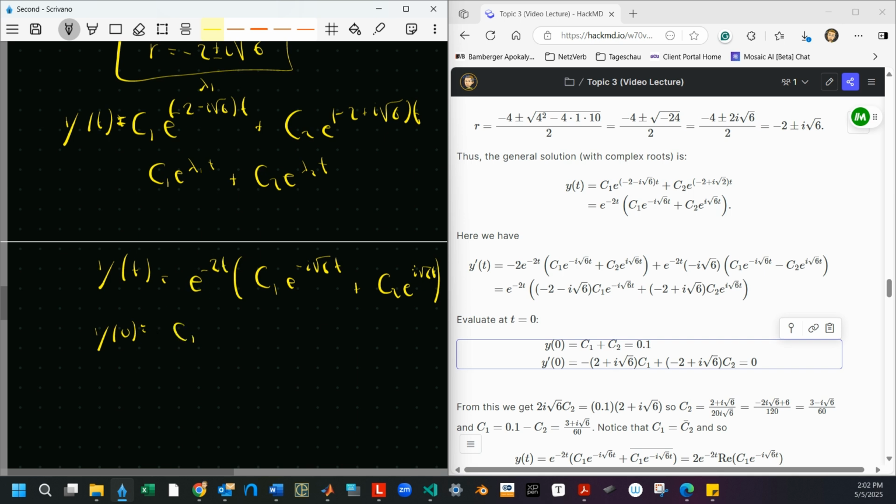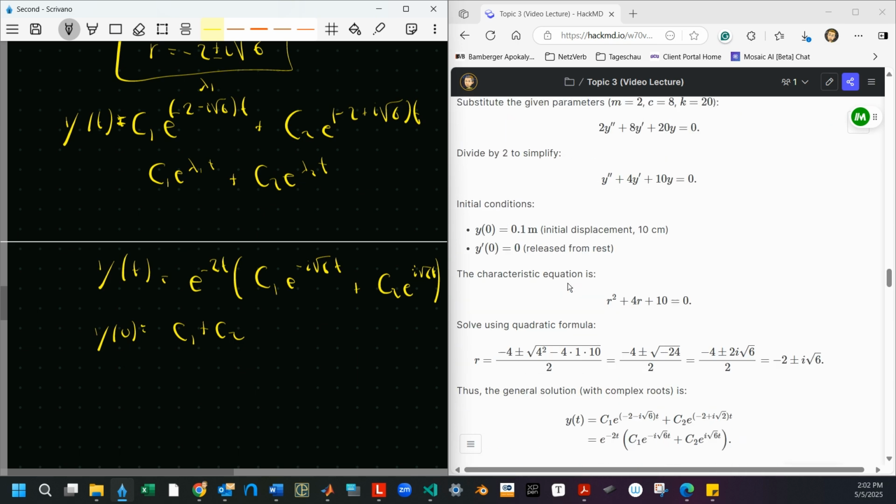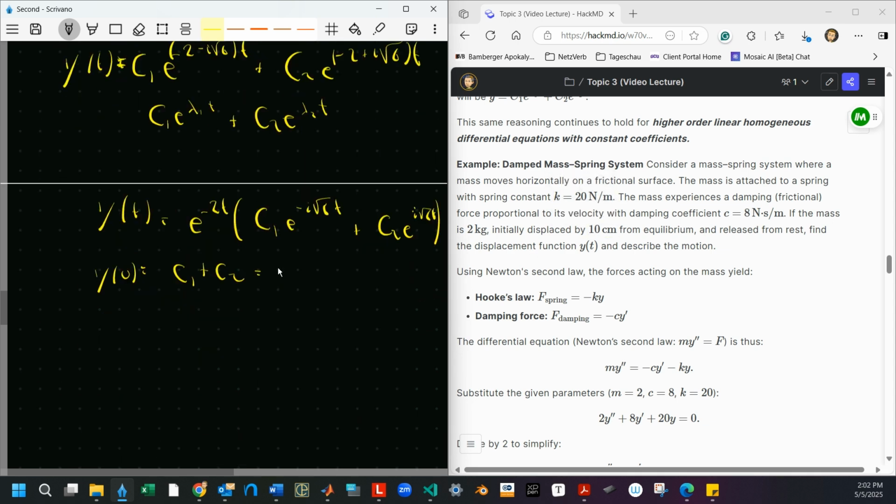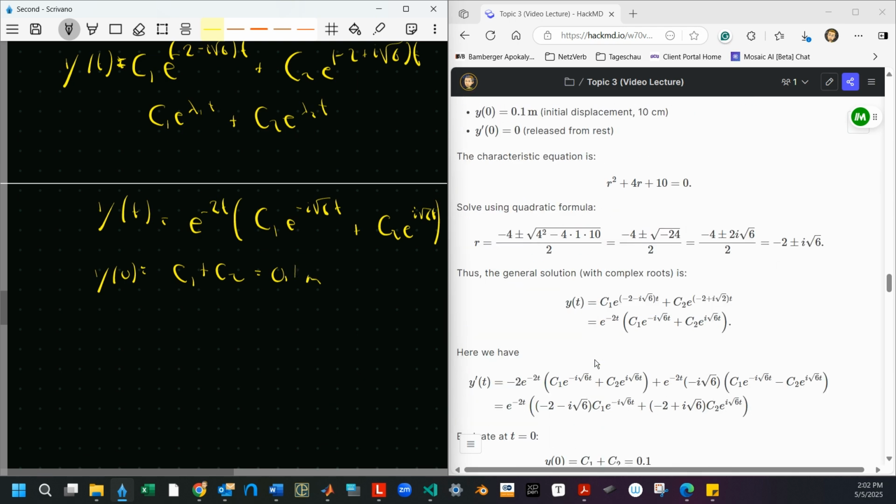So y of 0 is just c1 plus c2, right? So that's y of 0. And we were given a displacement of 10 centimeters, and everything else is in meters, so we're going to say 0.1 meter. That's going to be our initial displacement.